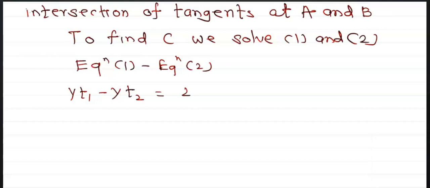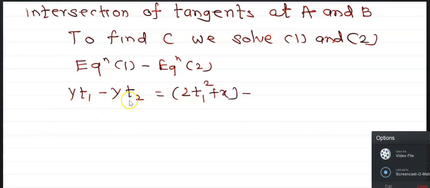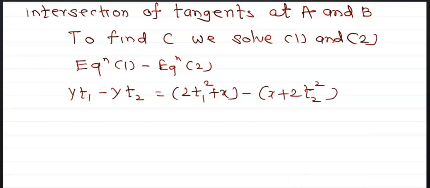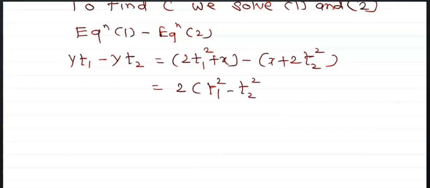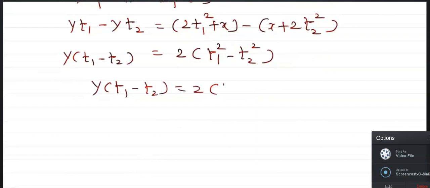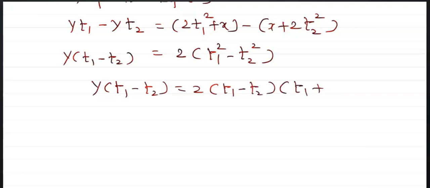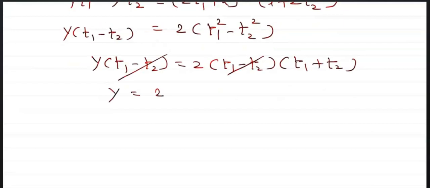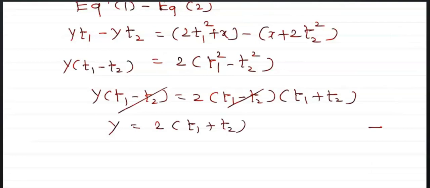That is, y t1 minus y t2 is equal to x plus 2t1 square minus x plus 2t2 square. In their subtraction, x and x get cancelled. Take 2 as common, then you will get t1 square minus t2 square, and from the left hand side take y as common. Therefore, y in bracket t1 minus t2 is equal to 2 in bracket t1 minus t2 into t1 plus t2. Therefore, t1 minus t2 gets cancelled. Therefore, y is equal to 2 in bracket t1 plus t2. This is the value of y.